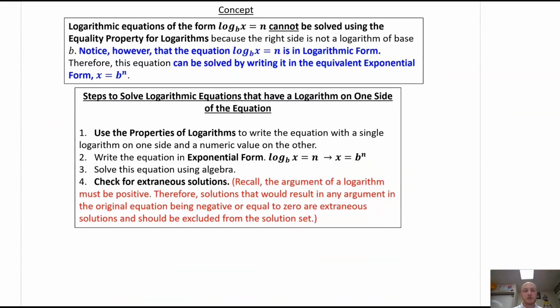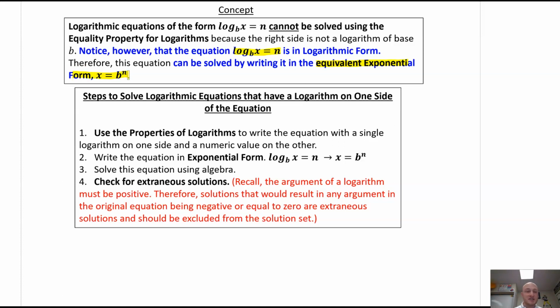What we are going to have to do is switch from logarithmic form to exponential form. And you can see here's an example. Log base b of x is equal to n. Again, that's logarithmic form. Now remember, I can go ahead and rewrite this or find the inverse just by switching to the equivalent exponential form, which is x is equal to b to the power of n.